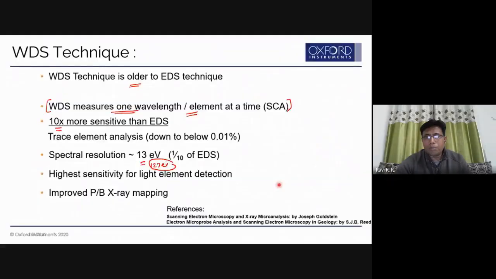EDS, this is 13 eV actually, the spectral resolution in the WDS. So you can actually analyze trace element down to 0.01% because you don't have the broadness in the peak. Again, the major problem with the EDS is lighter element.